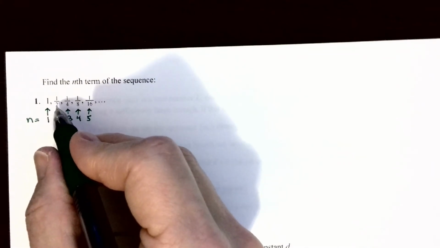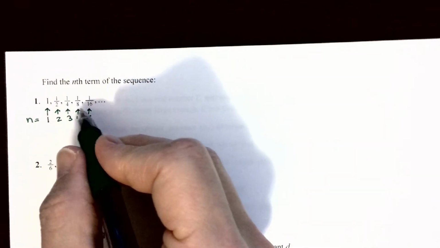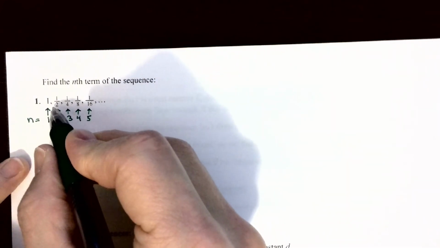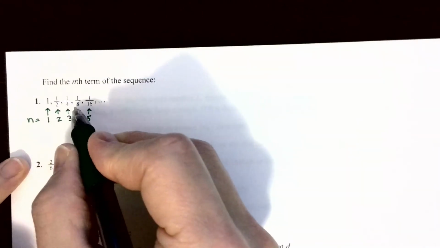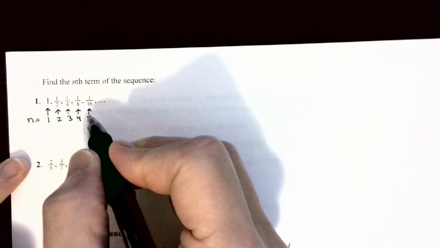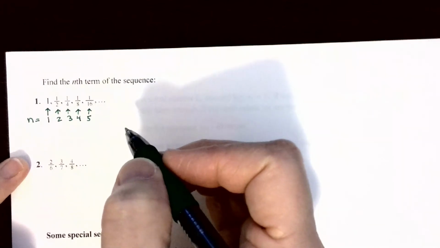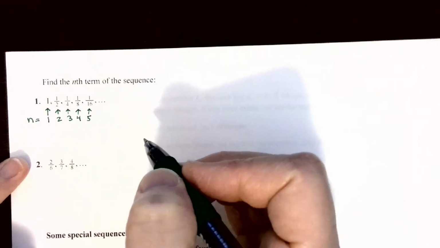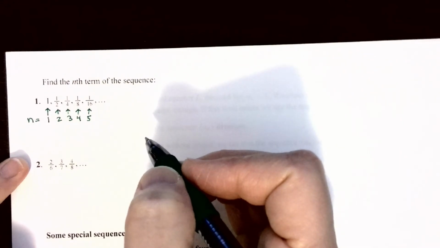1 to 2, 2 to 4, 4 to 8, 8 to 16. What's happening? It's doubling each time, right? We're multiplying by 2. 1 times 2 is 2, 2 times 2 is 4, 2 times 4 is 8, and so on, right? Doubling. And how do I multiply by 2? Well, by powers or exponents on the base 2, right?